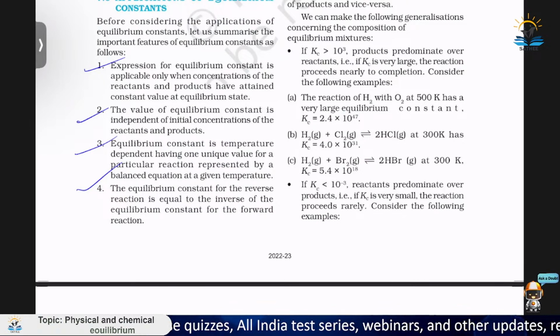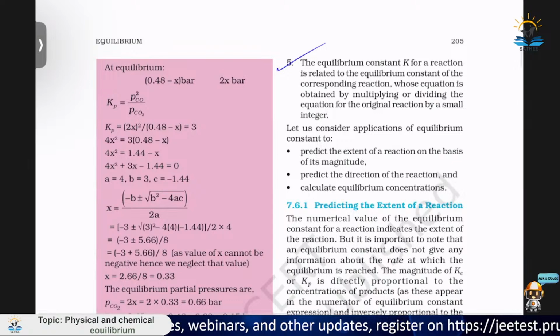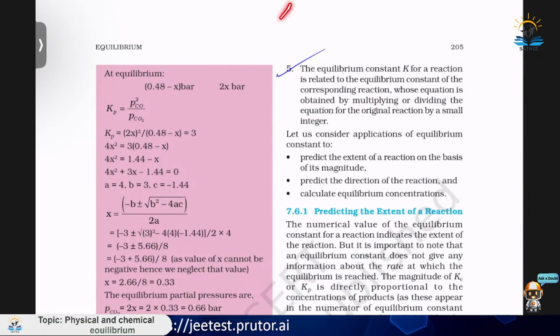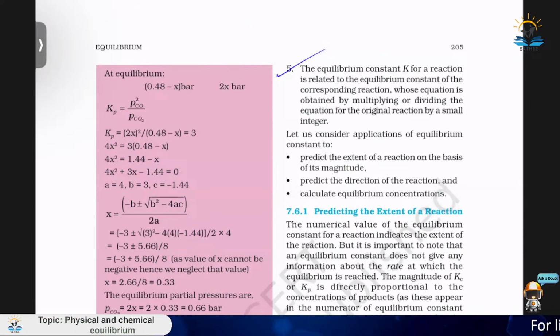Next point is the equilibrium constant for the reverse reaction is equal to the inverse of the equilibrium constant for the forward reaction. Last, the equilibrium constant K for a reaction is related to the equilibrium constant of the corresponding reaction whose equation is obtained by multiplying or dividing the equation for the original reaction by a small integer. Which means if you multiply an equation by 2, then you have to raise K to the power 2, right? This is what you have to do.